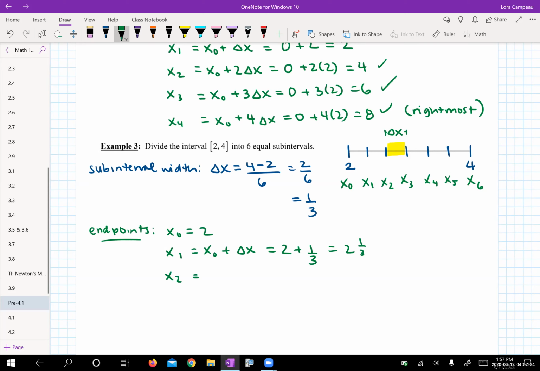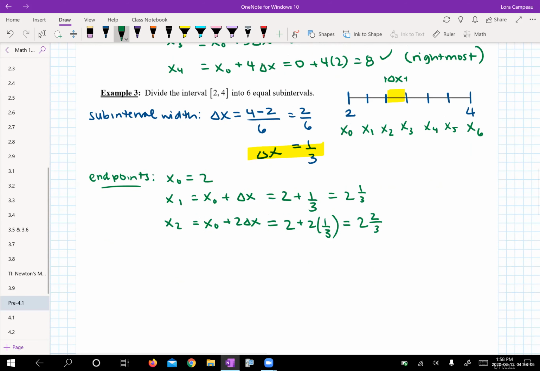x2. So you start off with your left endpoint and you add 2 delta x's on. Keeping in mind, just remembering that your delta x is equal to 1/3. So remember, this is not 0 that we started with. We started at 2, but we're adding on 2 delta x's, so 2 times 1/3. So what is that? 2 plus 2/3. Well, that's 2 2/3. I'll keep the mixed number format. It's easier on my eyes.